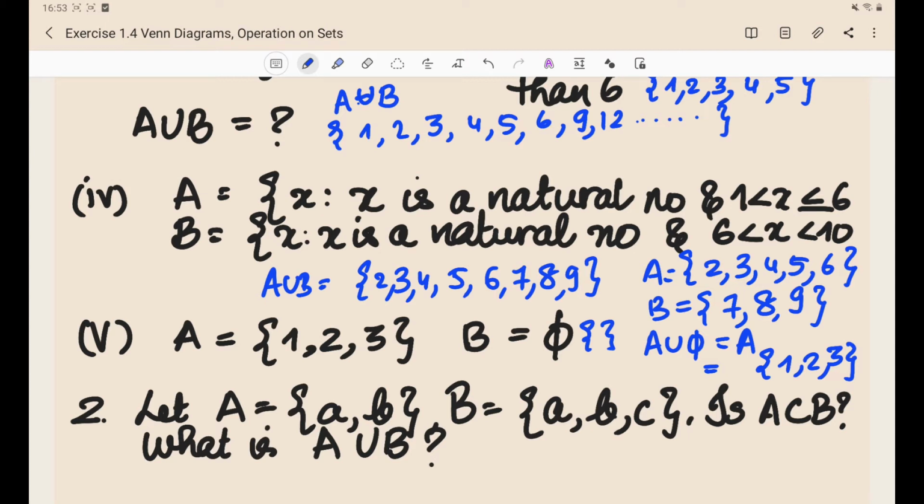Let A be equal to {1, 2}, let A be equal to {a, b}, and B be equal to {a, b, c}. Is A a subset of B?